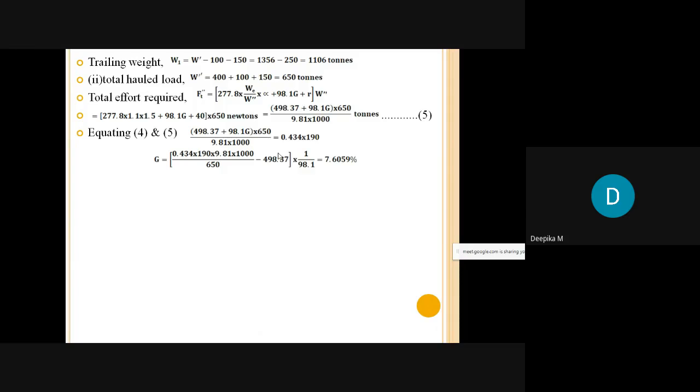Okay, so hence we have calculated the second case. In the third case, we need to calculate the acceleration if both gradient and Hall load remain unchanged. That means the gradient is the same, as discussed in the first case, and the Hall load. Hall load means it is only the weight of the train when it was drawn by the one locomotive, that is nothing but 400 tons.